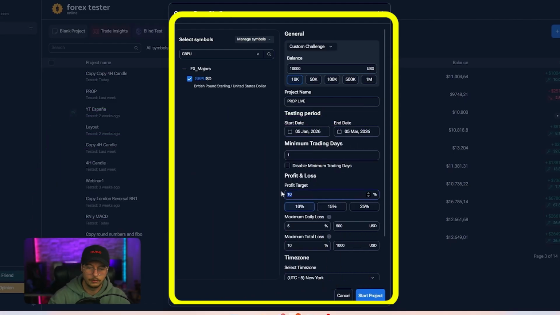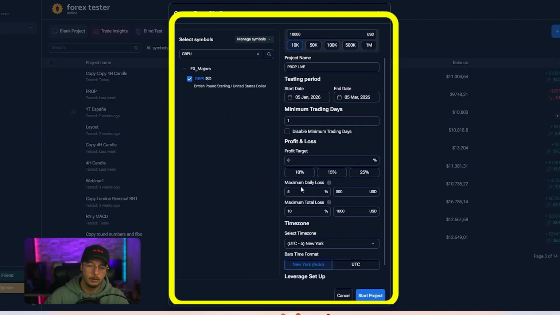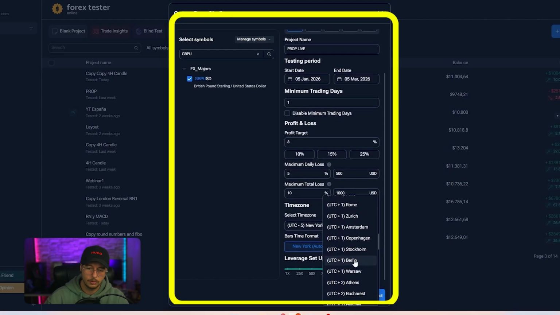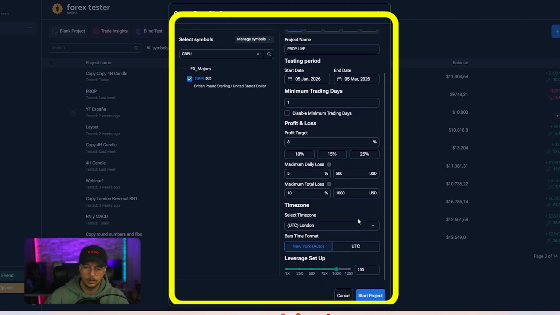Our profit target, as usual, we're going to leave it at 8. Our max daily loss, we're going to leave it at 5, and our maximum loss, we're going to leave it at 10. We'll select our London time zone, and just as quick as that, we can start our project.